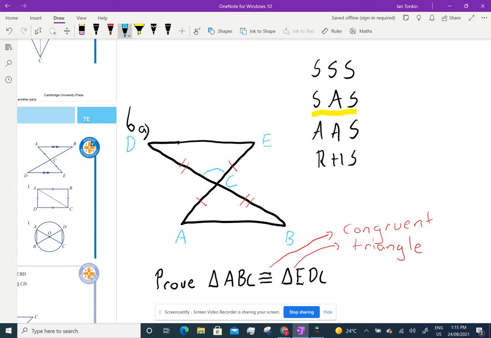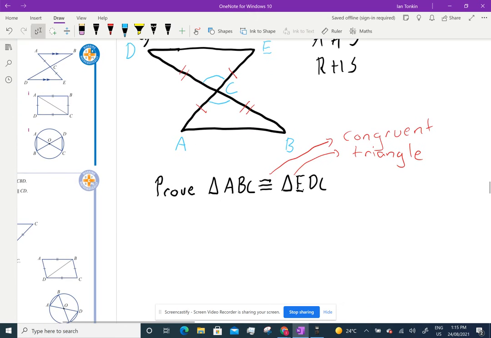What about these two angles? Well, yes, they're equal. And you're allowed to draw on the diagram, especially if it helps you. They're vertically opposite angles. So I can prove this. So this is how we set it up.